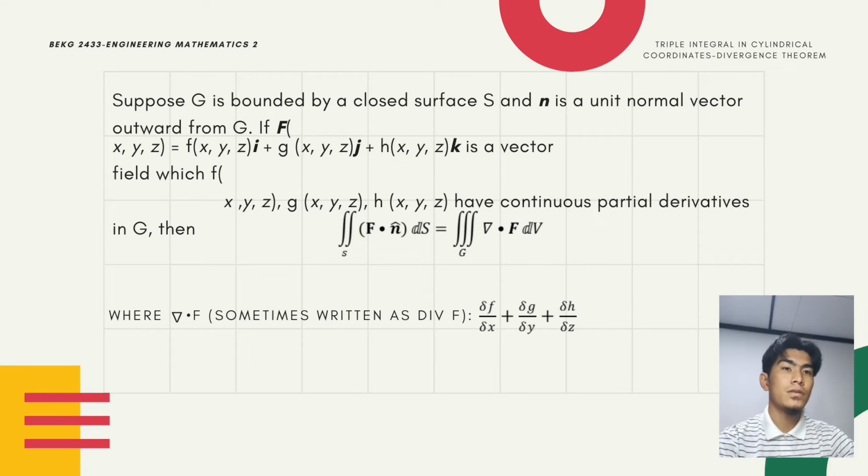Suppose G is bounded by a closed surface S and n is a unit normal vector outward from G. If F(x,y,z) = f(x,y,z)i + g(x,y,z)j + h(x,y,z)k is a vector field in which f, g, h have continuous partial derivatives in G, then the double integral over S of F dot n dS is equal to the triple integral over G of del dot F dV, where del dot F, sometimes written as div F, is equal to partial f over partial x plus partial g over partial y plus partial h over partial z.